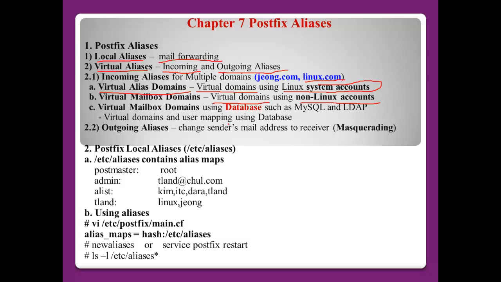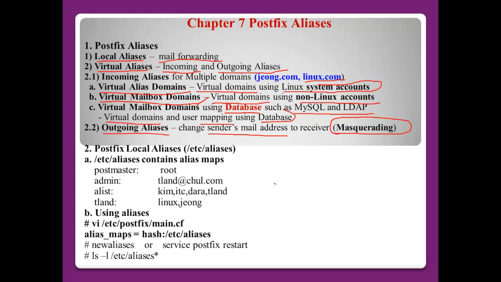If we try to support virtual domains using system accounts, we have to create many system accounts. So in this case, we can use virtual mailbox domains. And the C, virtual mailbox maps, is normally similar to B, but C is used to support the mapping of users. Normally we use databases such as MySQL and LDAP like this. So this one is similar to virtual mailbox domains, but only the mapping information is different. This one normally uses a database. And the outgoing aliases mean that Postfix changes the sender's mail address when the mail is sent. So this one is a kind of masquerading.